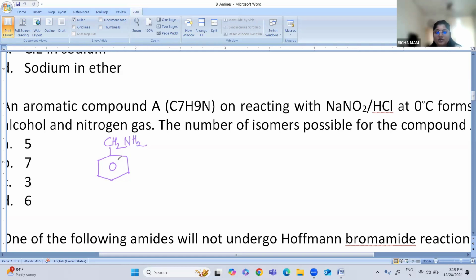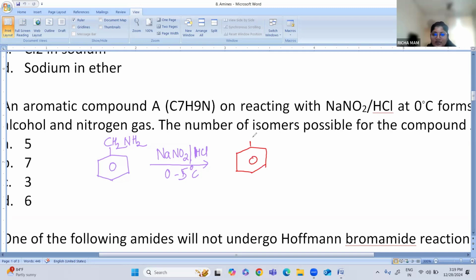See now, C7H9N, this is an aromatic compound. Now I am going to treat it with NaNO2 in the presence of HCl at 0 to 5 degrees Celsius. So what will happen? Diazotization will take place.